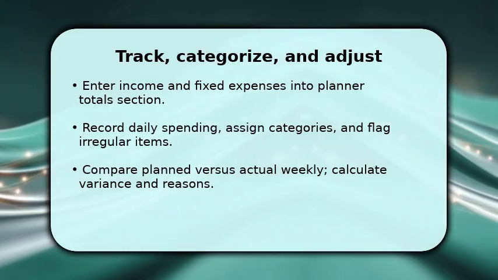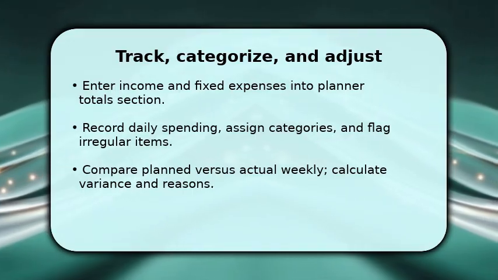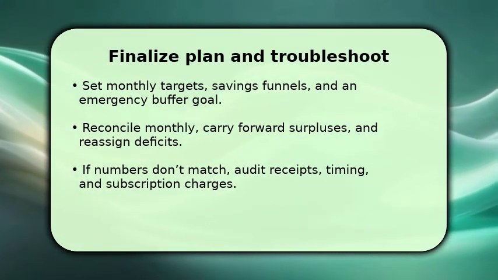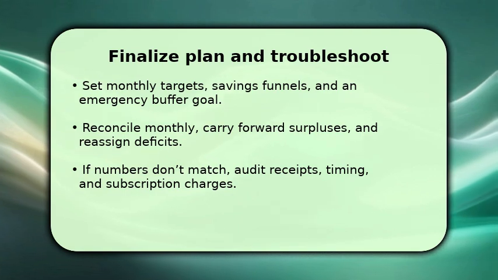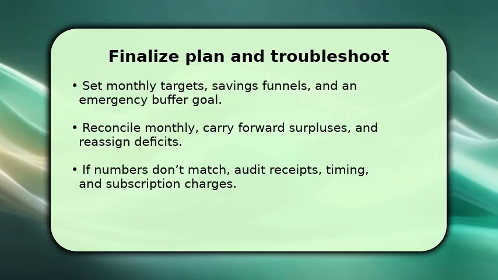This is the iterative middle. You finish by setting monthly targets, savings funnels, debt payments, and an emergency buffer goal, then reconcile the month in the planner so closing balances match statements. Once reconciled, carry forward surpluses to next month or reassign deficits to a corrective plan.